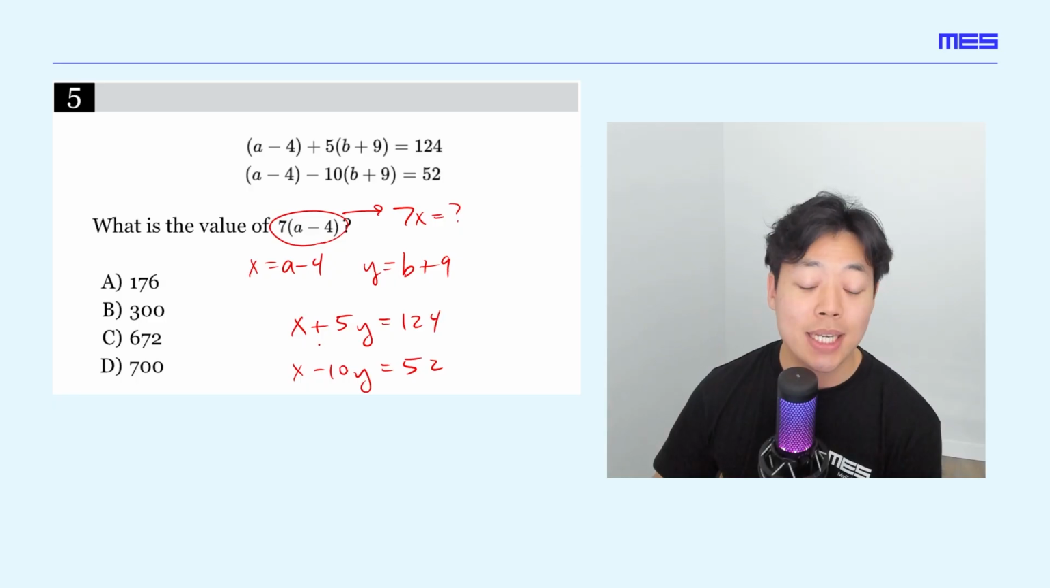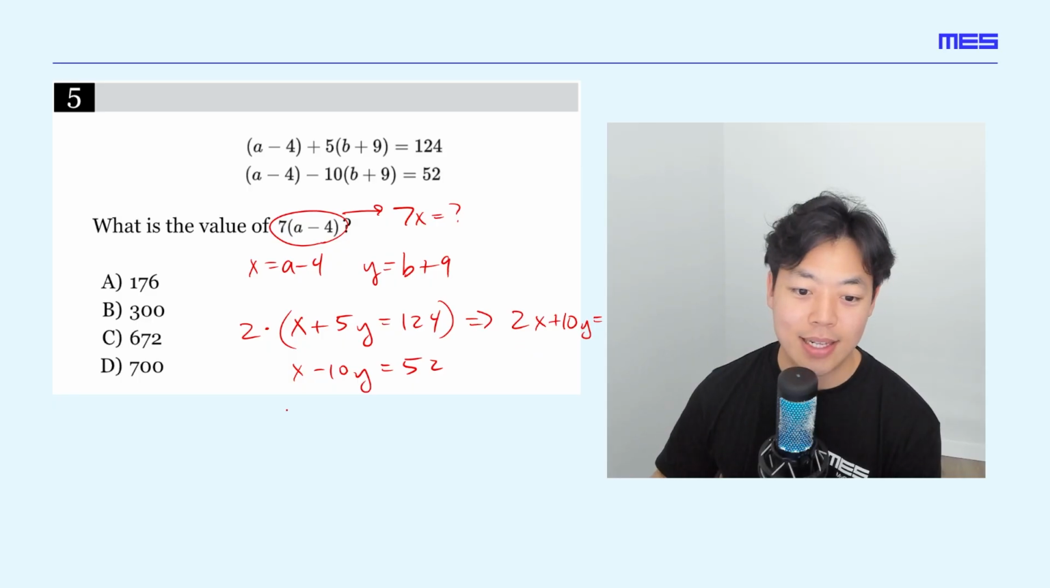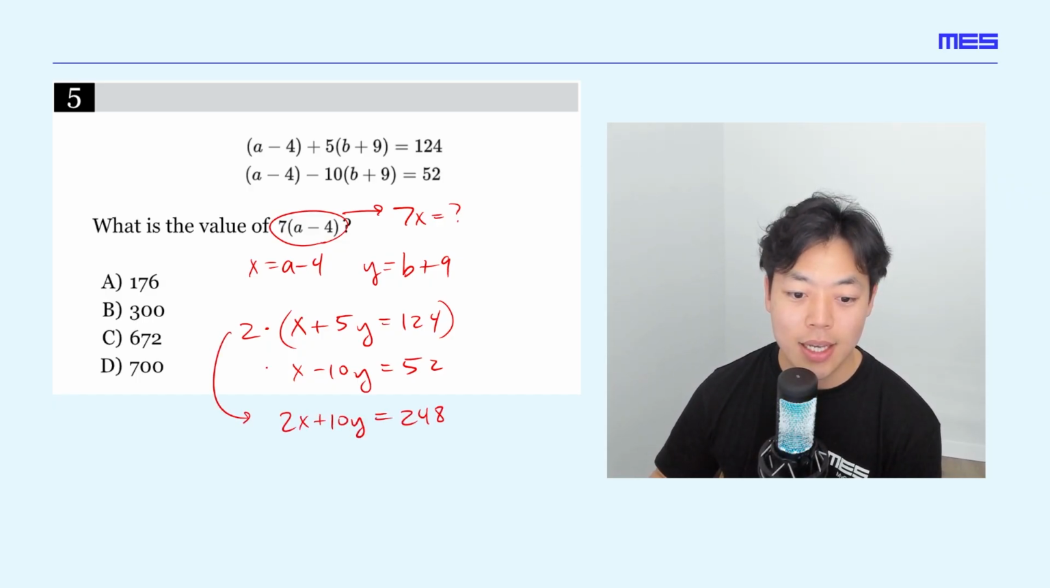Strategize. We want to get rid of the y's, and it becomes very convenient once we multiply the top equation by a 2. We get 2x plus 10y is equal to 248. And I can rewrite that down here, actually, just so we're not blocking any of our work. We get 2x plus 10y is equal to 248.